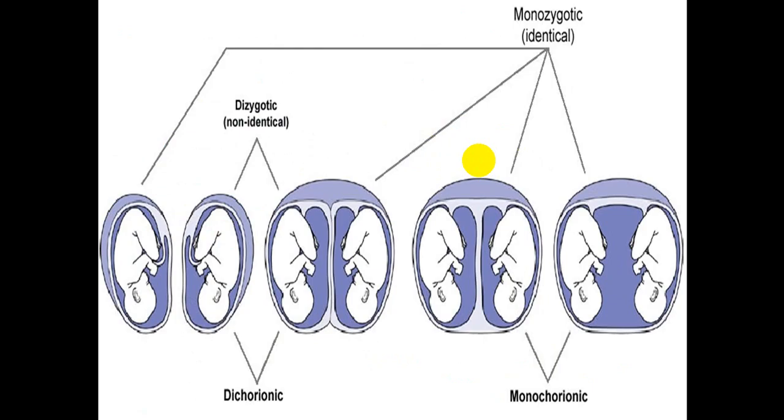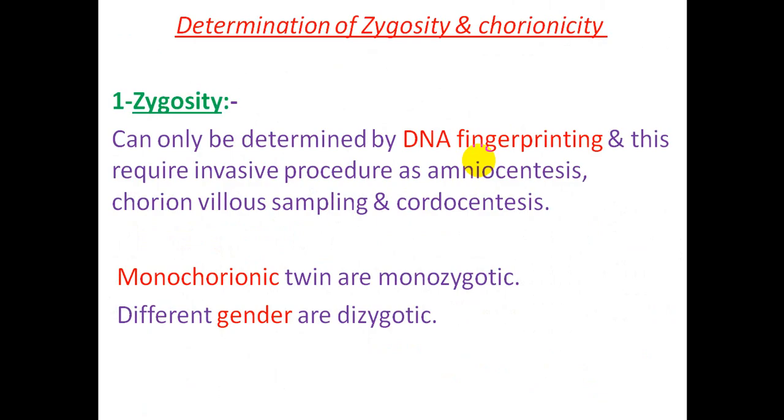You see, a dichorionic twin might be identical or non-identical, while a monochorionic twin is always identical. Determination of zygosity and chorionicity. Zygosity can only be determined by DNA fingerprinting, and this requires invasive procedures like amniocentesis, chorionic villus sampling, and cordocentesis. Monochorionic twins are monozygotic, but when we see different genders, this is 100% dizygotic.